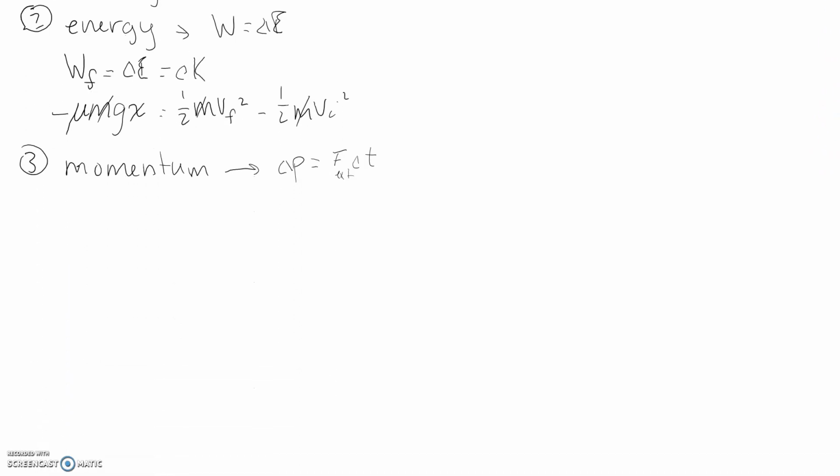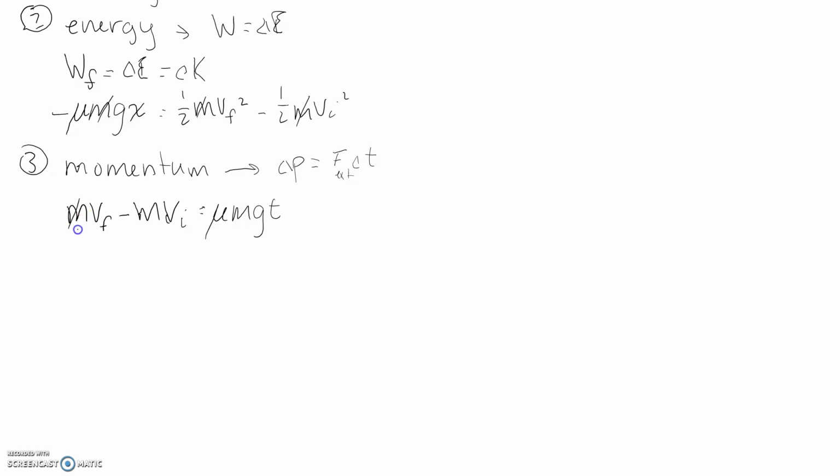Nonetheless, applying our impulse-momentum theorem, our change in momentum, since our system is just the block, is mass times the final velocity minus mass times the initial velocity, and that is equal to the force that is changing the momentum, our friction force, so mu mg, times the time that force is applied. Here the time it's applied is the time it takes for our velocity to go from its initial to final value. So we'll just multiply by t.